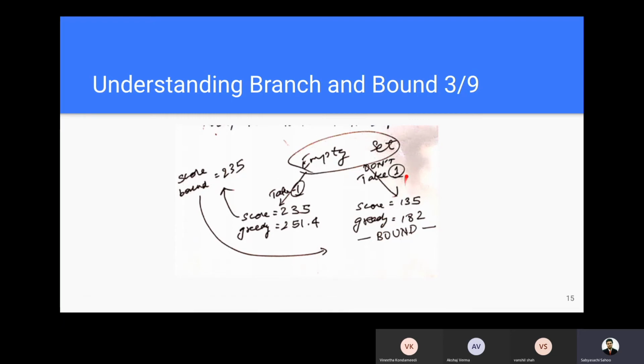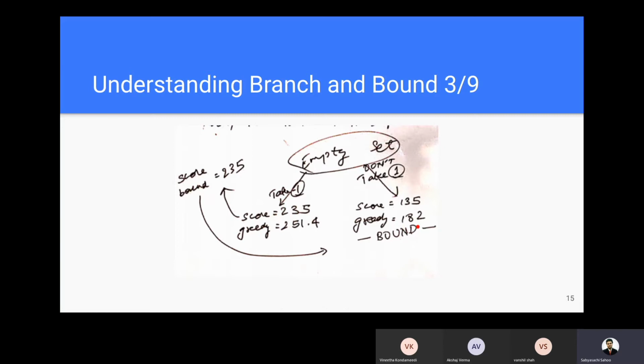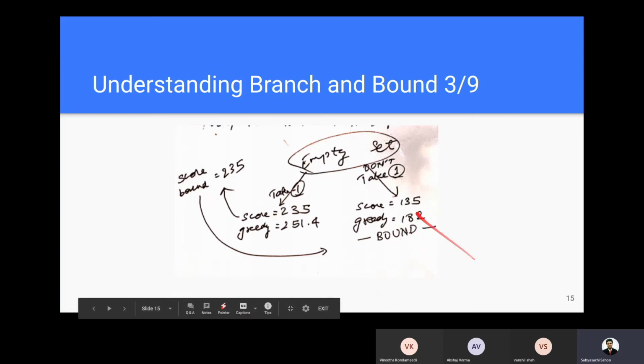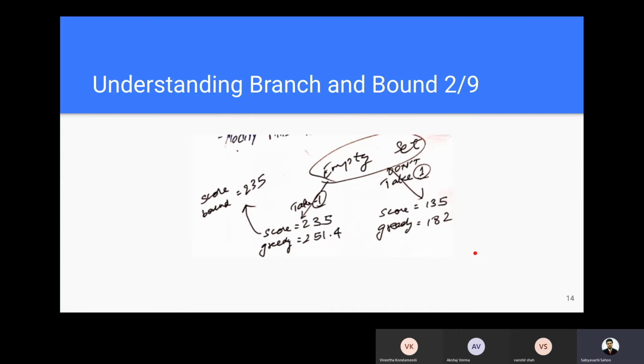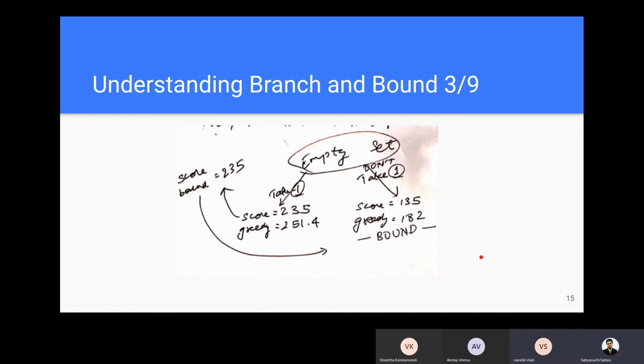And right now, by not just taking one, you are doing 135, but maybe the best you could do is 182. You cannot do better than 182. And since we already have a solution that gives us 235, there is no reason why we should explore this part of the graph. So did you guys understand how we computed the score bound and how we pruned the searching of this part of the tree?